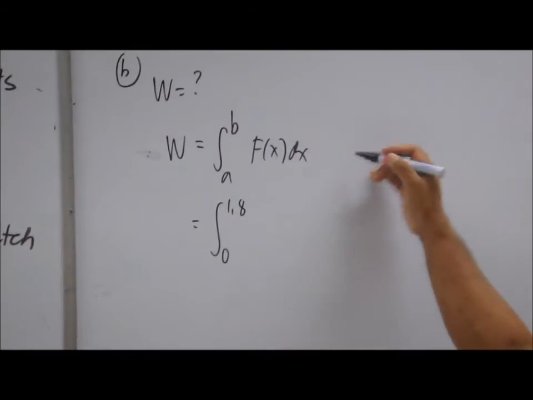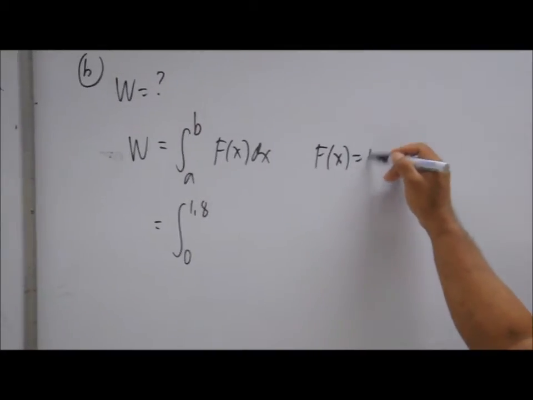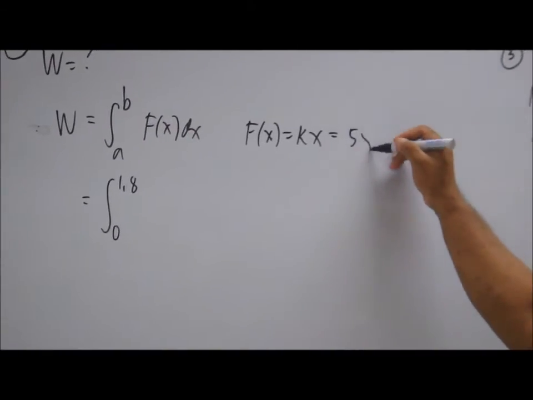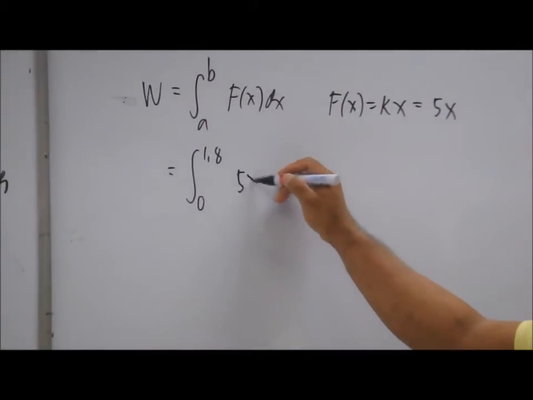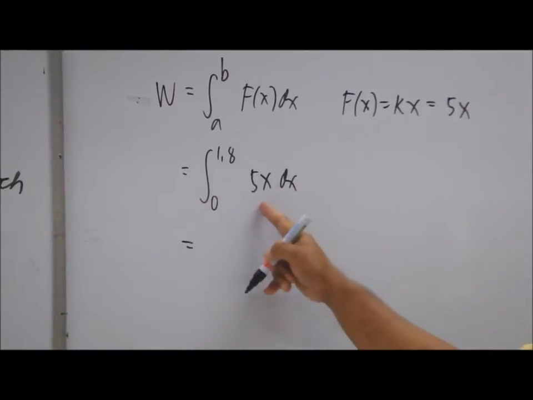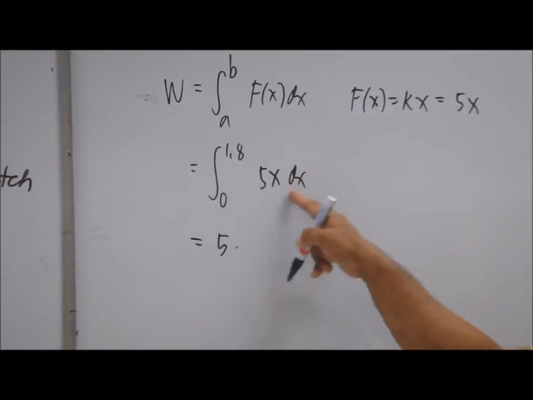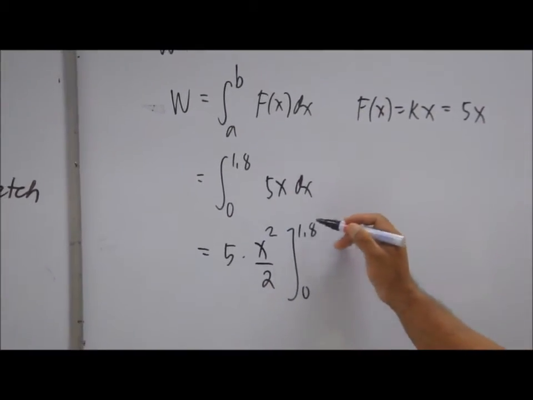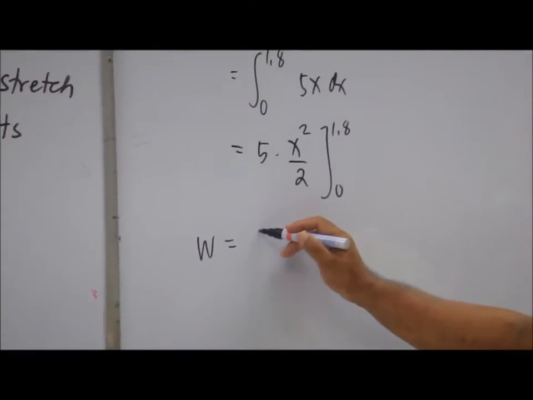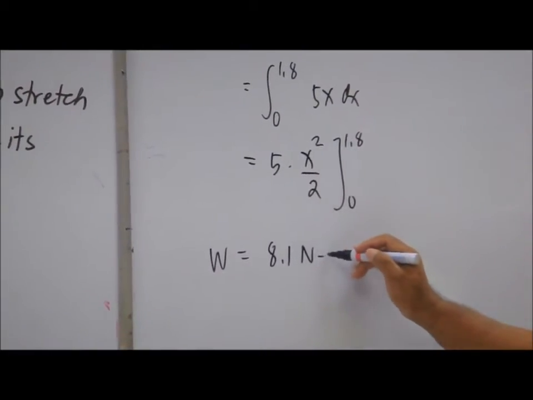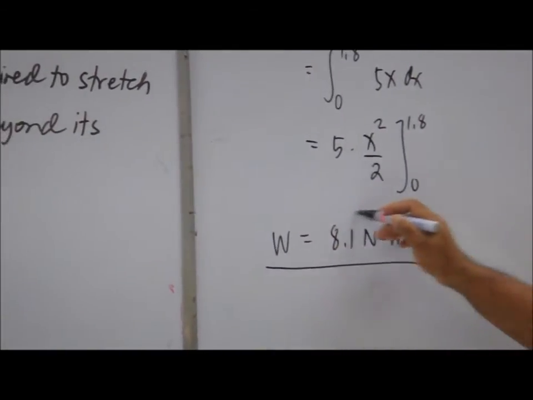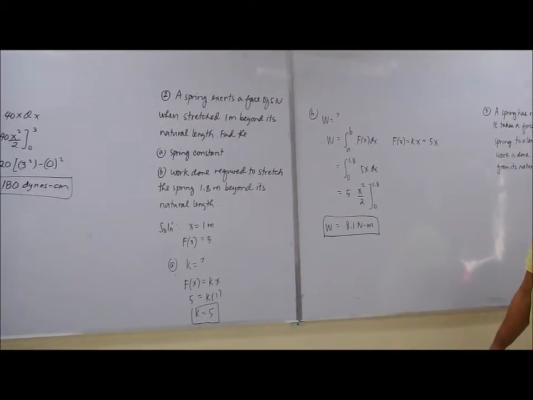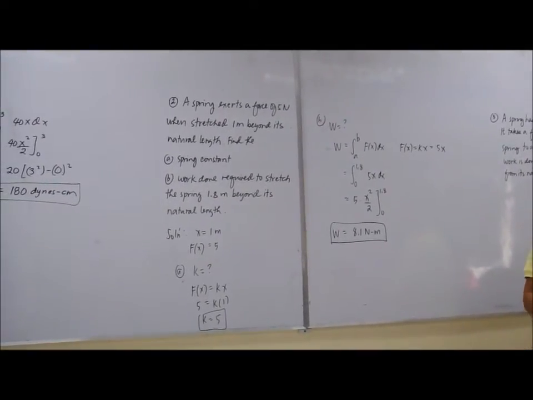And f of x can be found by the formula, which is k times x. And k, we have a while ago determined as 5, then we have x. So let's have this now 5x dx. Then we have 5, integrate x dx, we have x squared all over 2 from 0 to 1.8. So therefore, the work done is equal to 8.1 newton meters. So this is the work done in stretching the spring 1.8 meters beyond its natural length.